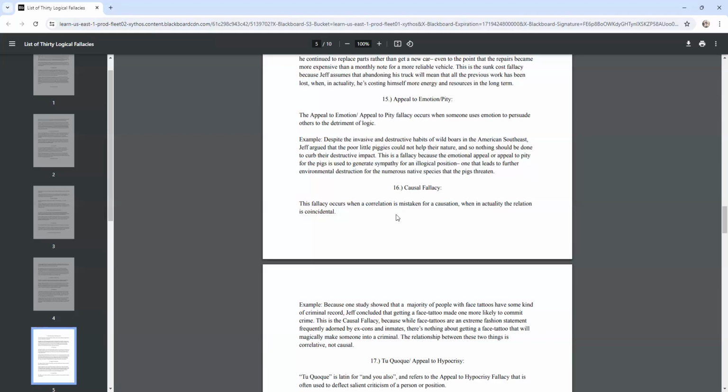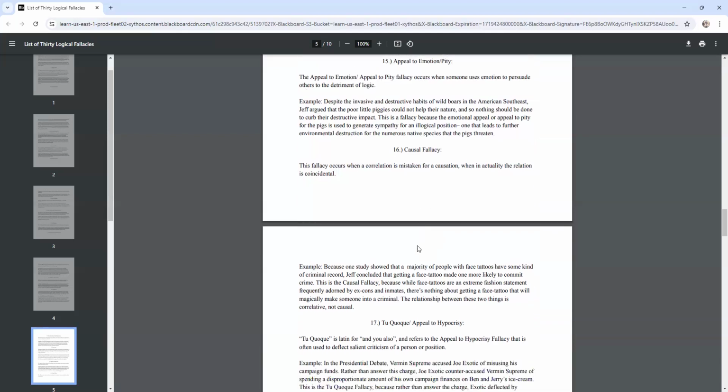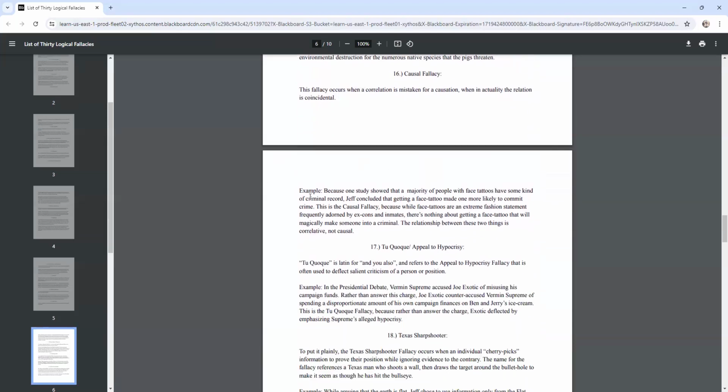Number 16 is the causal fallacy. This fallacy occurs when a correlation is mistaken for a causation, when in actuality the relation is coincidental. Right, so here's the example. Because one study showed that a majority of people with face tattoos have some kind of criminal record, Jeff concluded that getting a face tattoo made one more likely to commit crime.